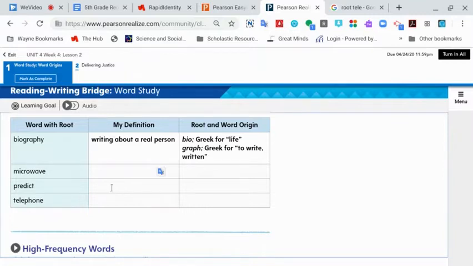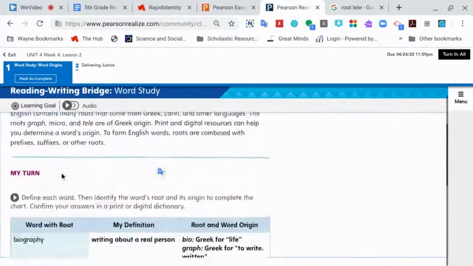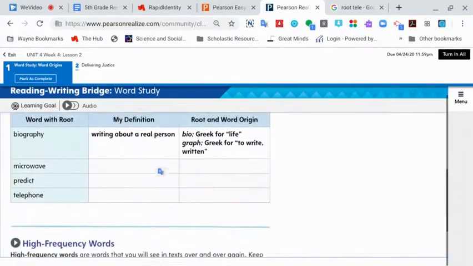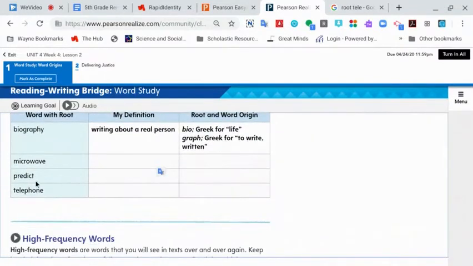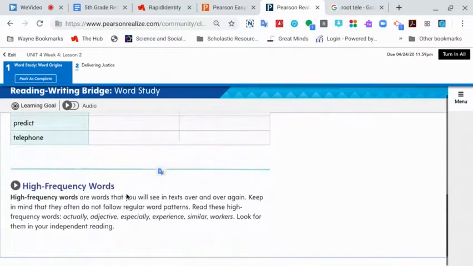For this assignment, what I want you to do is I want you to use what you know about what micro means, and then determine what the definition of a microwave is based off of what you understand. Do the same thing for predict and the same thing for telephone. These are base words that might be able to help you. Now remember the word predict. Dict means to write. So and pre means before. So I wonder what predict might actually mean. At the bottom it says high frequency words. Don't worry about doing that part of this assignment.